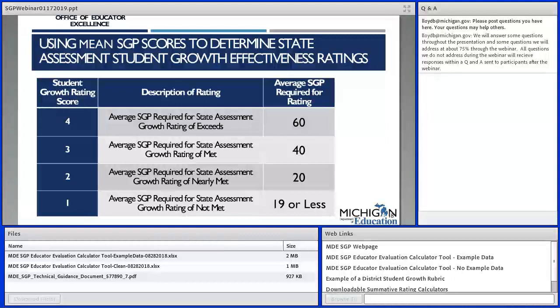So the recommendations are an average mean SGP of 60 or more over a 3-year period would be a student growth rating score of 4, between 40 and 59.9, 3, between 20 and 39.9, a student growth rating score of 2, and anything 19.9 or less would be a student growth rating score of 1. These are recommendations. These are not requirements, but they are recommendations based on some pretty solid reasons and evidence.